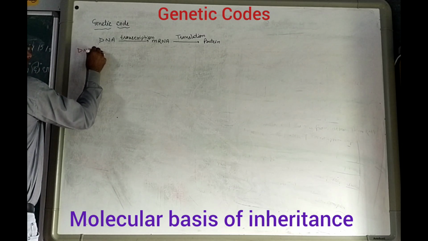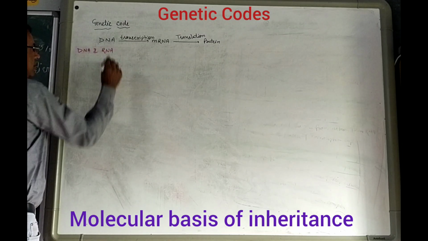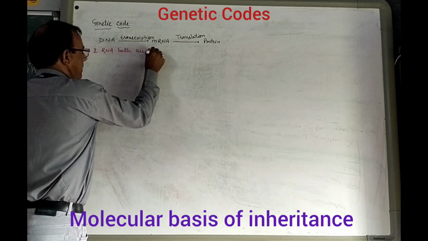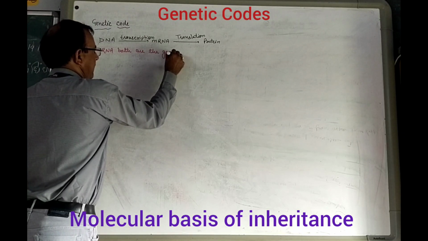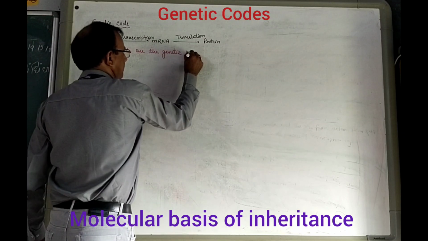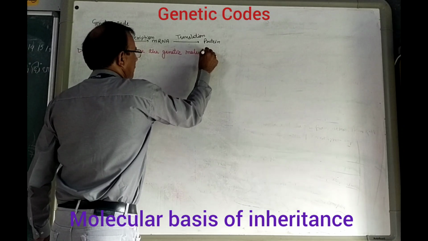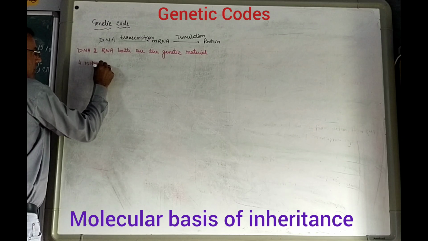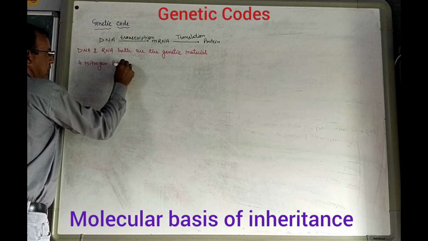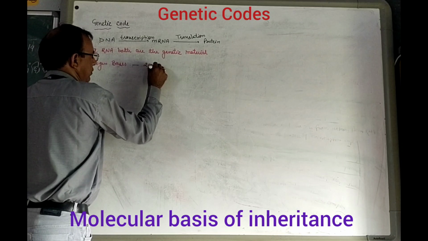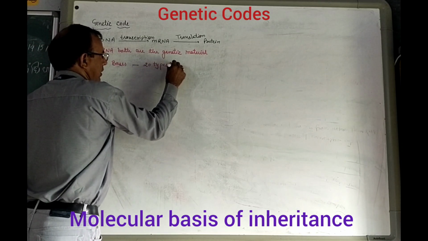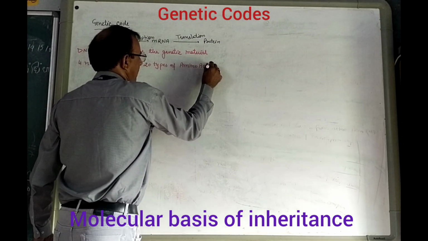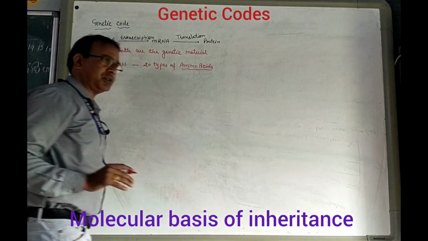DNA and RNA both are the genetic material, which are expressed from 4 nitrogen bases that may be made up of 20 types of amino acid. How do these amino acids represent the genetic codes?